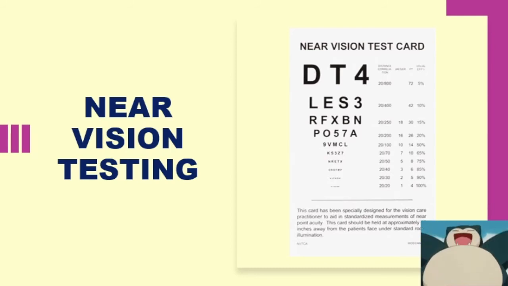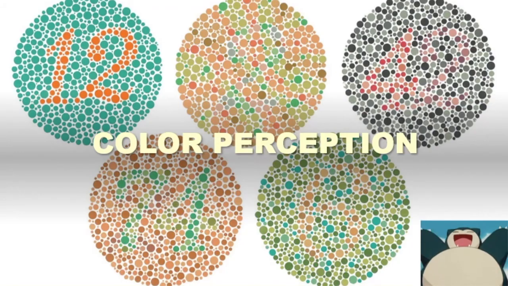Your Rosenbaum pocket vision screener is actually done by holding a card 12 to 14 inches in front of the eye, and then you ask your patients to read. Usually you would ask them to read from the topmost line until the part wherein they are unable to see the letters.